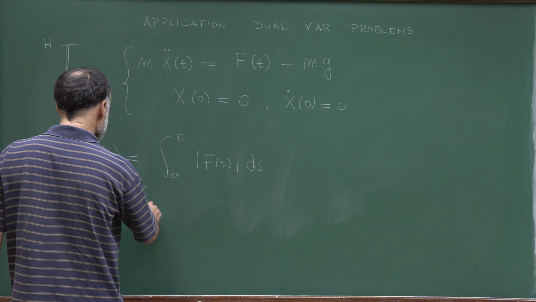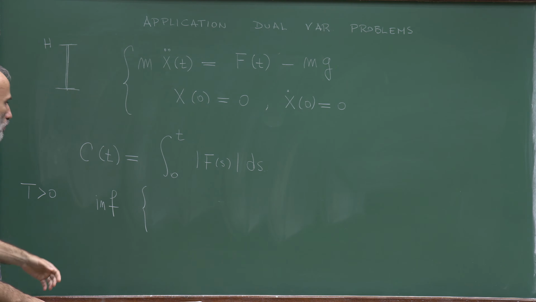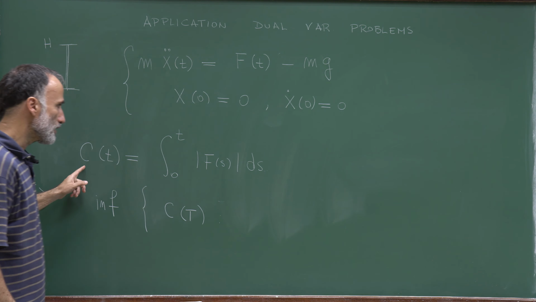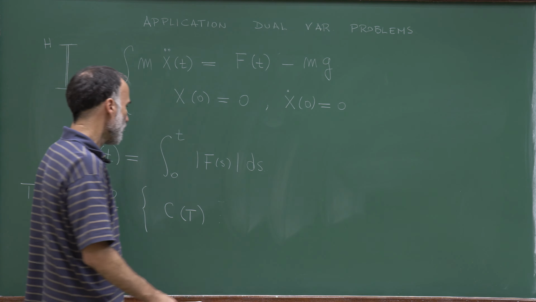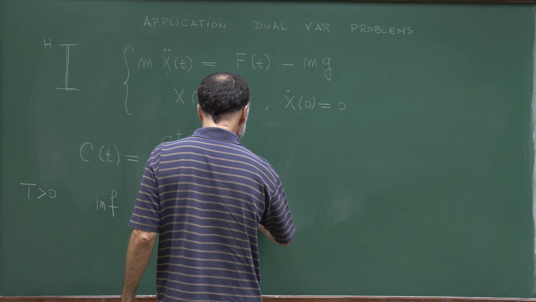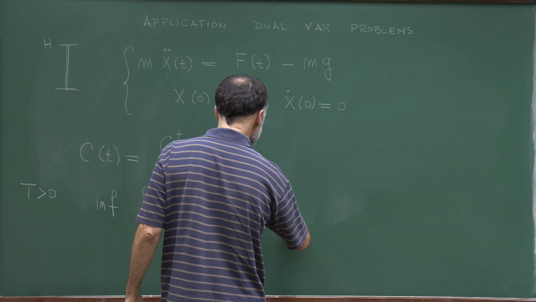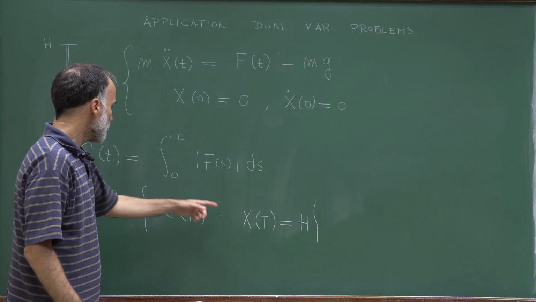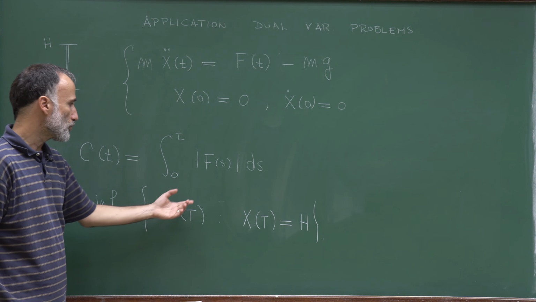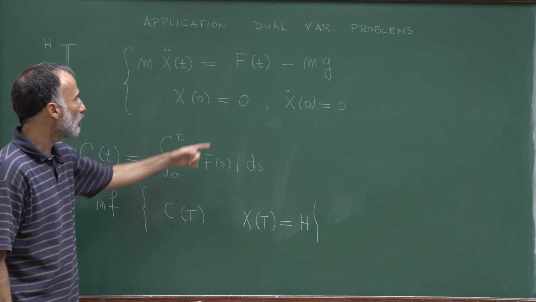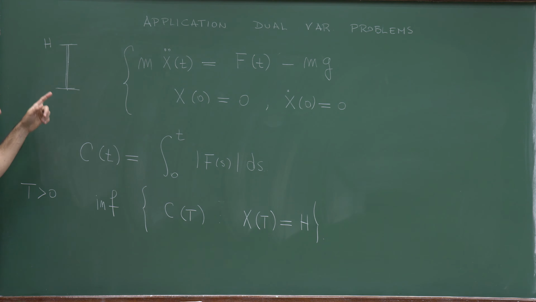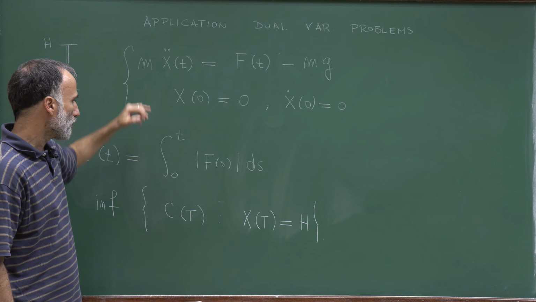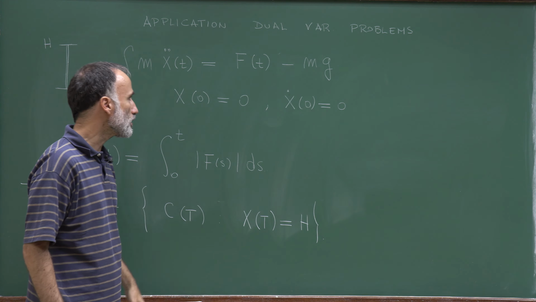So we want to find the solution of the following problem. We want to minimize the cost, C(T), where C(T) is given by this expression, with the final condition that x(T) is equal to h. And this variational problem, this infimum, is carried over all F's which provide this final condition. So let me be more precise about that. Let me explain this final condition.